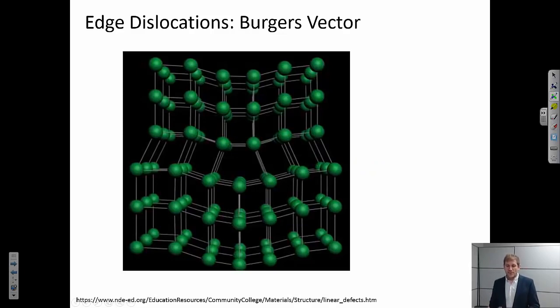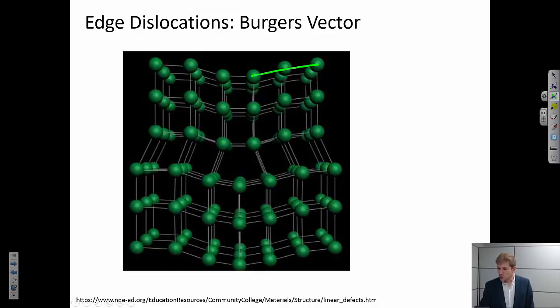Okay, so the first thing that we're going to talk about is the Burger's vector of an edge dislocation. And the Burger's vector is an important concept because it helps describe the character of a dislocation in a material. And the whole idea is that if I drew a circuit in a perfect crystal lattice, so let's focus up here for a second.